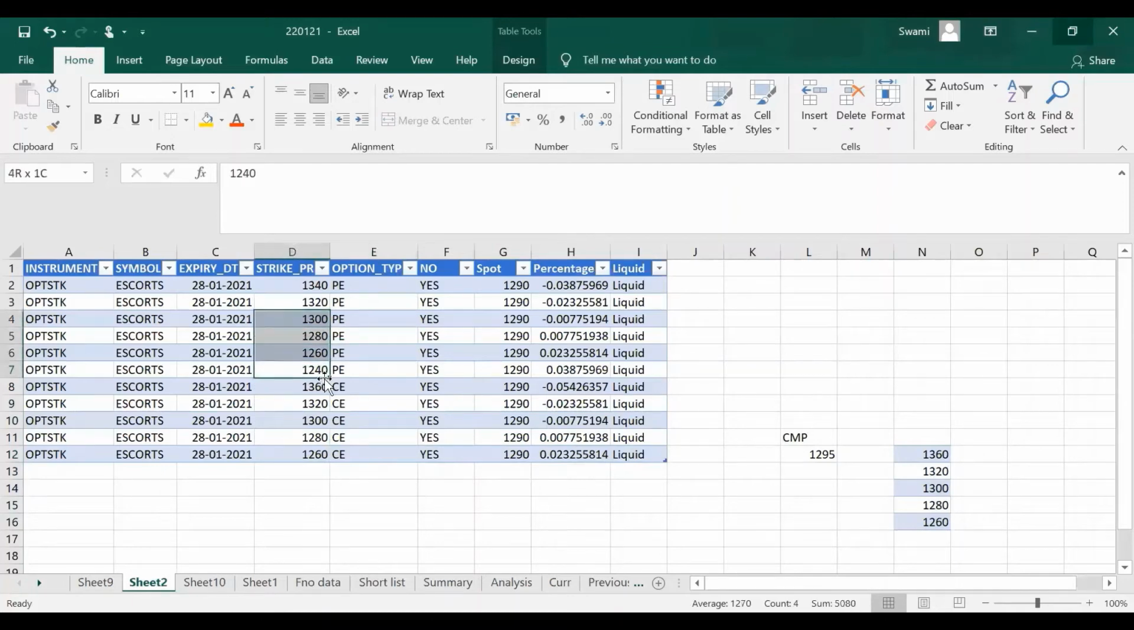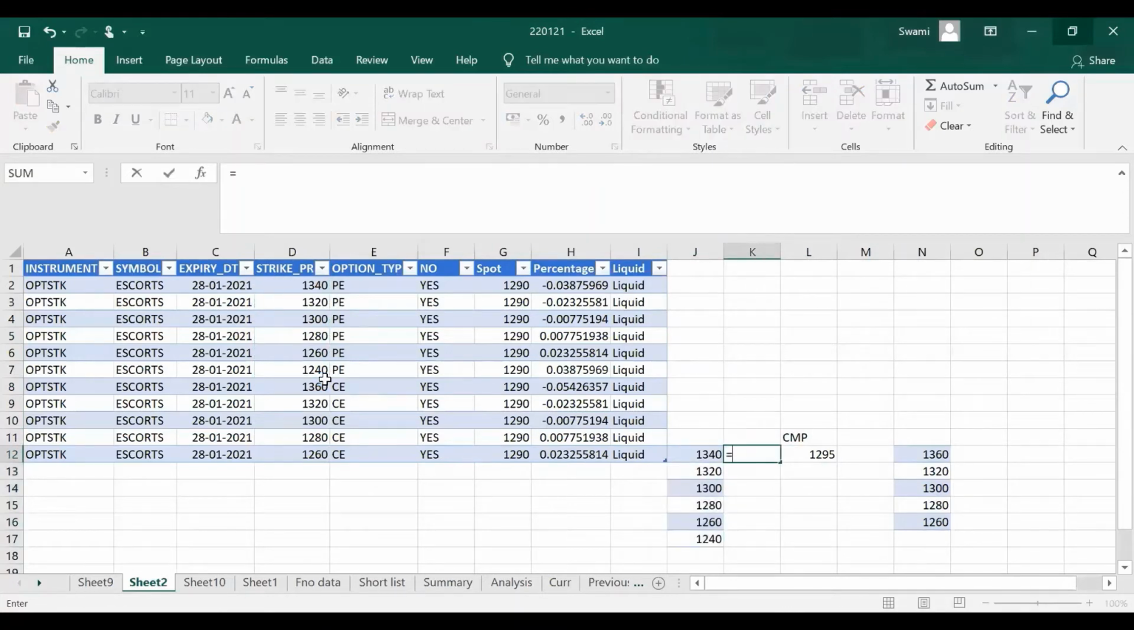These puts which have been traded here, this is, if you look into the difference.